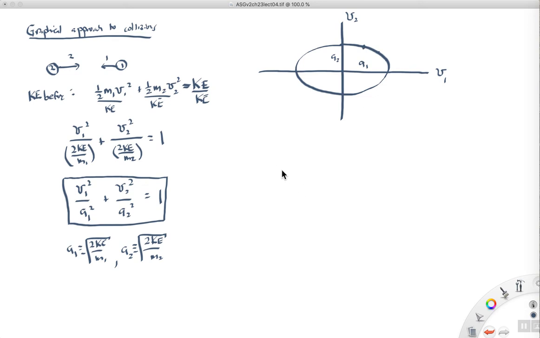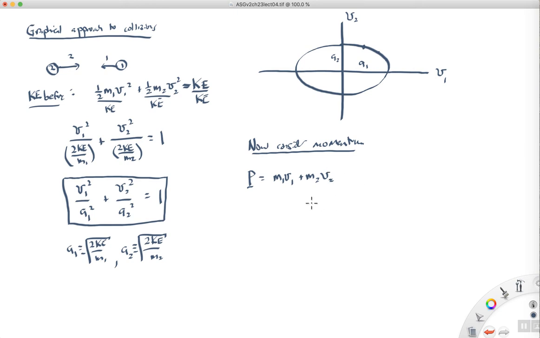Now, let's consider momentum. What's the equation for the total momentum? So this is the kinetic energy, now the momentum. So the total momentum of this system is equal to the mass of object 1 times its velocity plus the mass of object 2 times its velocity, right?